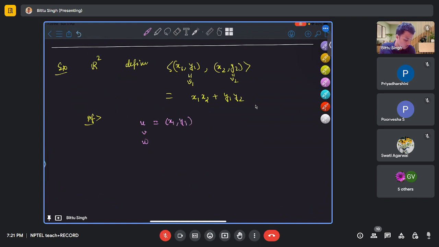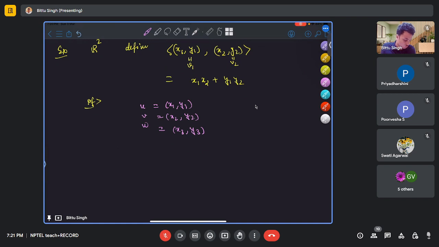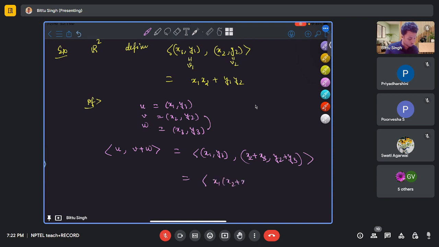x1, y1, x2, y2, and x3, y3, and you can see that those properties are satisfied, that is, u times v plus w. This is the same as x1, y1. Then the sum of this means it will be x2 plus x3, then y2 plus y3. And this is the same as x1 comma x2 plus x3, by the definition.